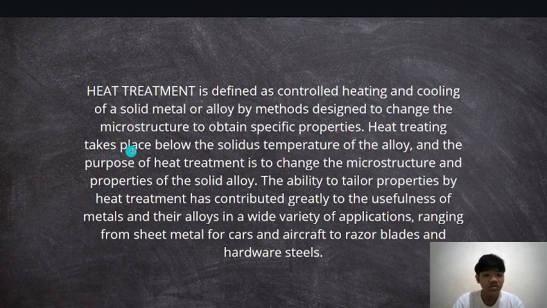Heat treating takes place below the solidus temperature of the alloy, and the purpose of the treatment is to change the microstructure and properties of the solid alloy. The ability to tailor properties by heat treatment has contributed greatly to the usefulness of metals and their alloys in a wide variety of applications, ranging from sheet metal for cars and aircraft to razor blades and hardware steels.